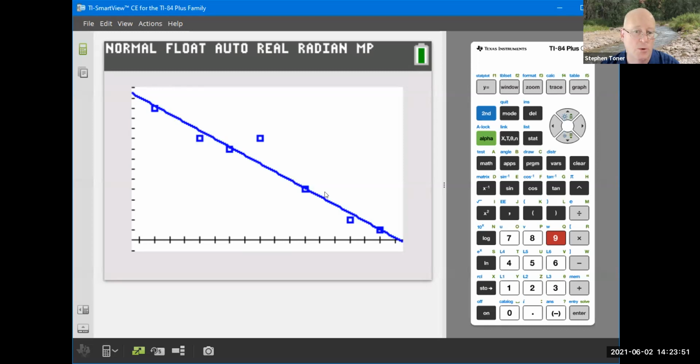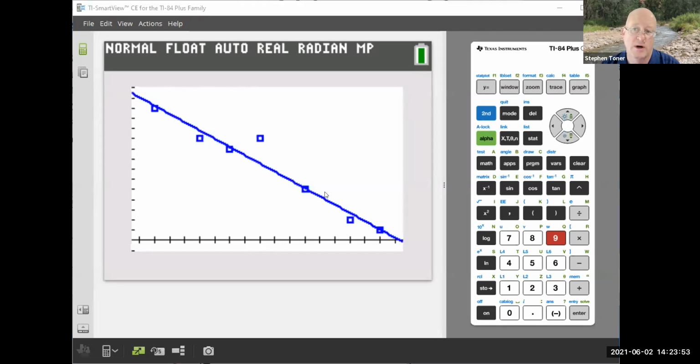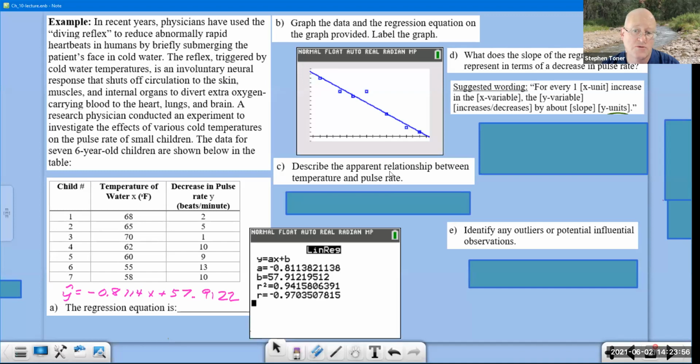Now let's go back to our other screen here and answer some questions. Part C, describe the apparent relationship between the temperature and the pulse rate. Okay, this is asking us to describe what we're seeing. We see an indirect relationship because the line is going down, which means one variable is increasing while the other is decreasing. So I'm going to word this as the temperature increases, the decrease in pulse rate decreases.